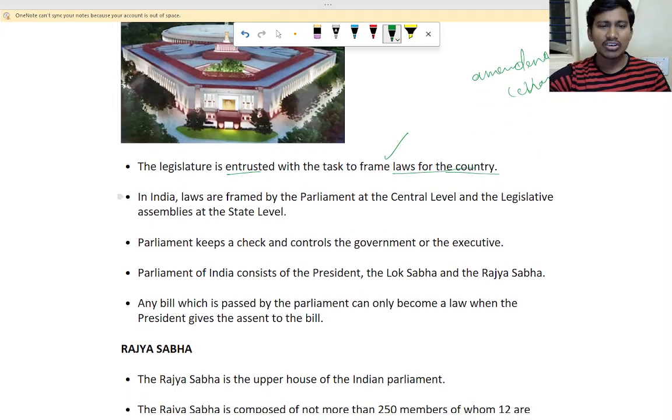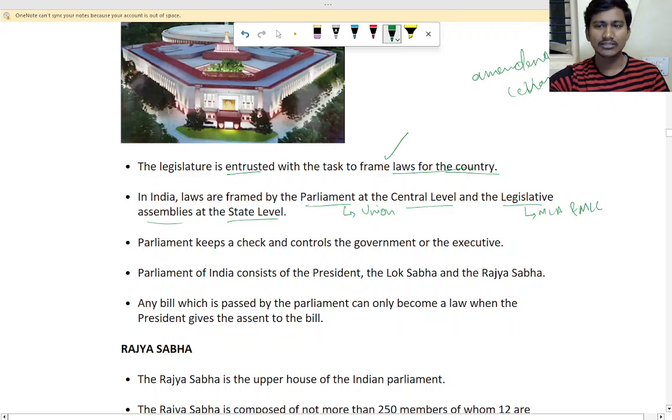So in India, laws are framed by the Parliament at the central level and legislative assemblies at the state level. So Parliament, that is Rajya Sabha and Lok Sabha, at the Union level, that is central level, and legislative assembly, MLAs and MLCs, at the state level, right? So Parliament means MPs. Okay, yes.